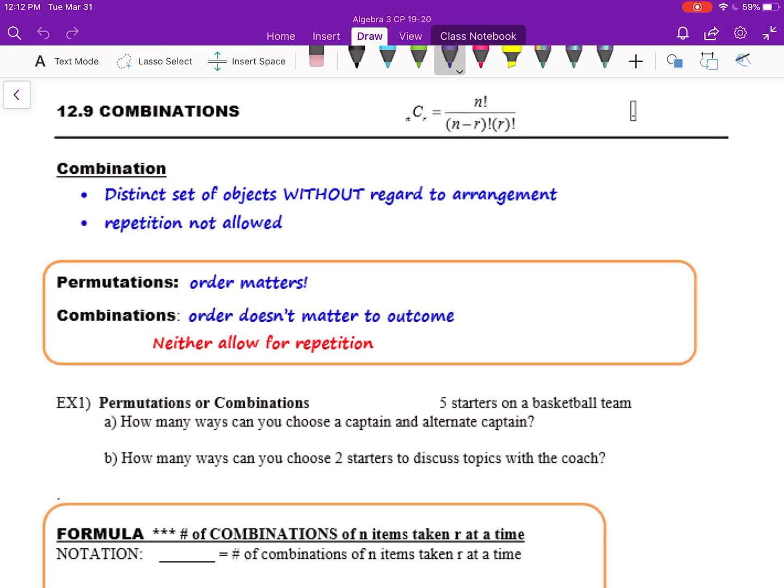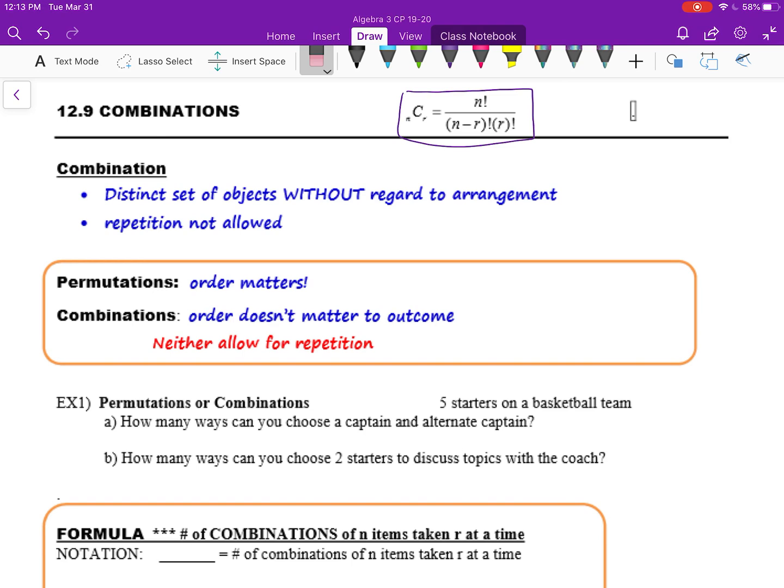All right, guys. Last time we talked about permutations. This time we'll talk about the other side of that, which are combinations. At the top up here, you'll see the formula for combinations looks really similar to the formula for permutations. The only difference is you have this extra little r factorial in here. What that r factorial does is it takes into account that order doesn't matter.